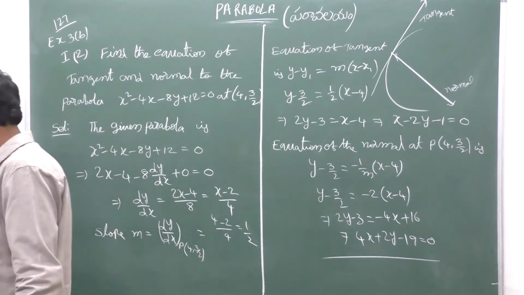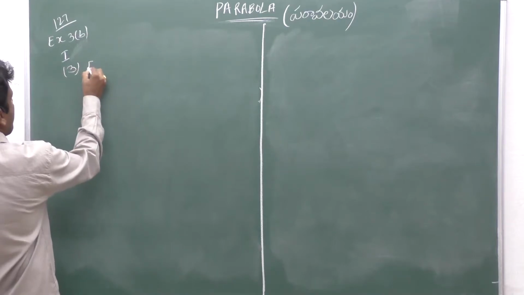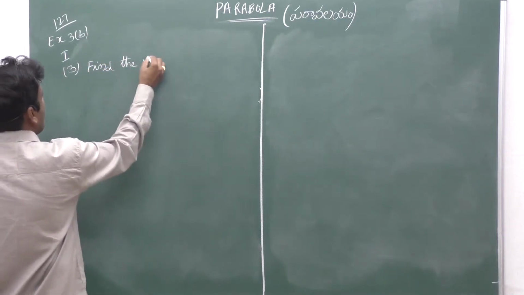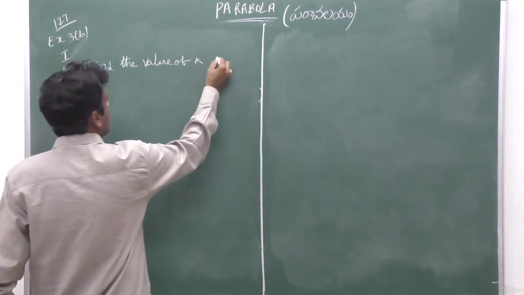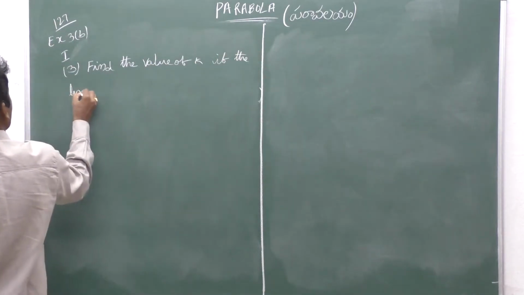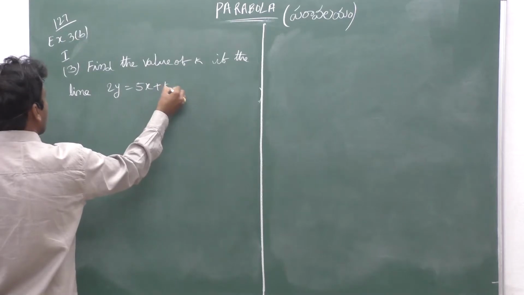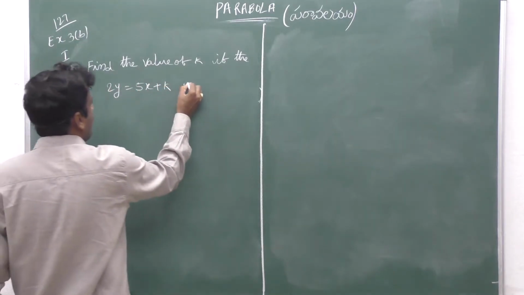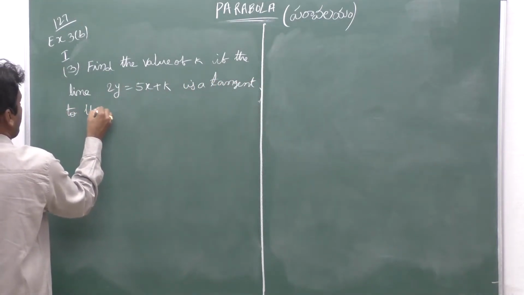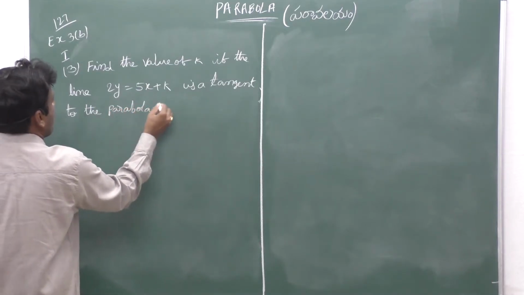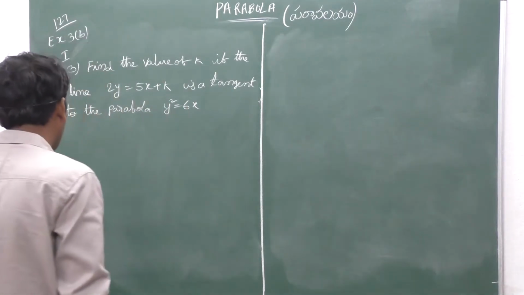That is problem 2 of the tangent. Third one: find the value of k if the line 2y equal to 5x plus k is a tangent to the parabola y square equal to 6x.